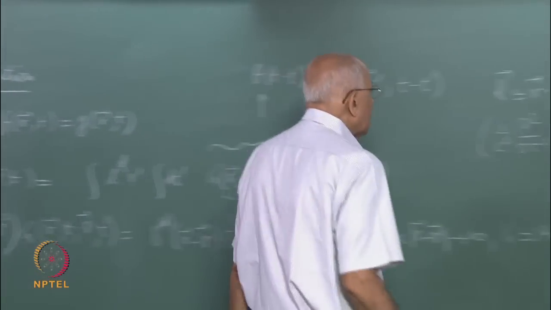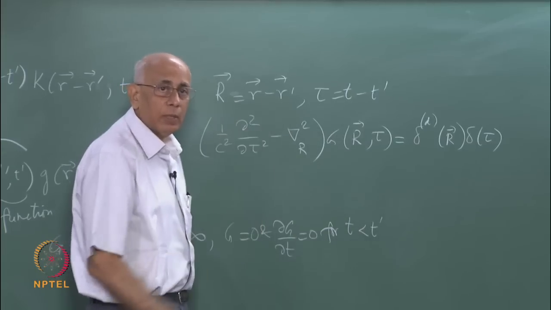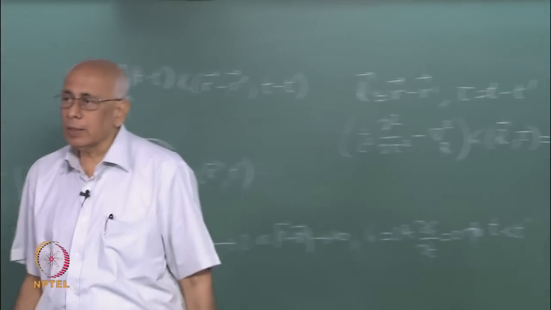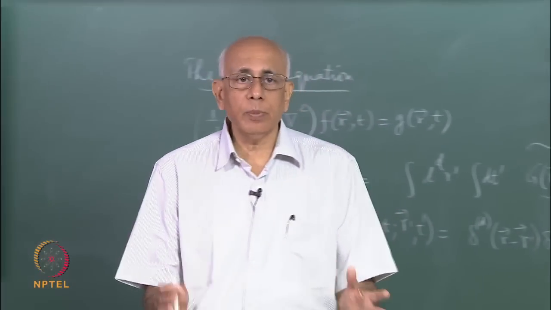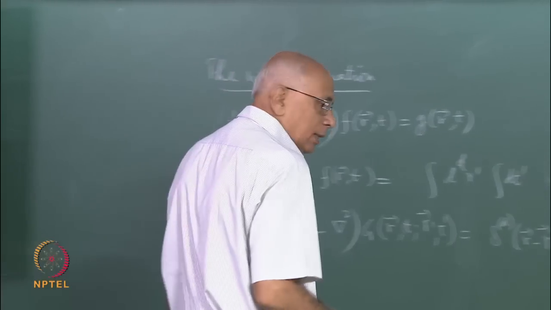Now the obvious thing to do is to do a Fourier transform, both with respect to space as well as with respect to time. Do a double Fourier transform, and this will ensure that this differential equation becomes an algebraic equation for the double transform of G. So let us write that down.